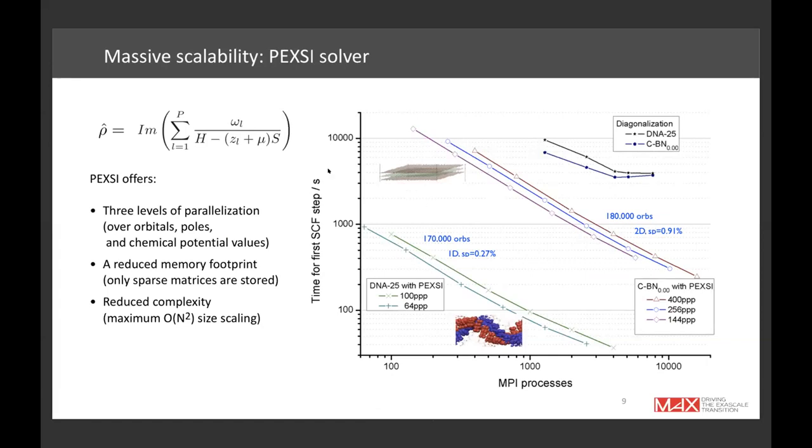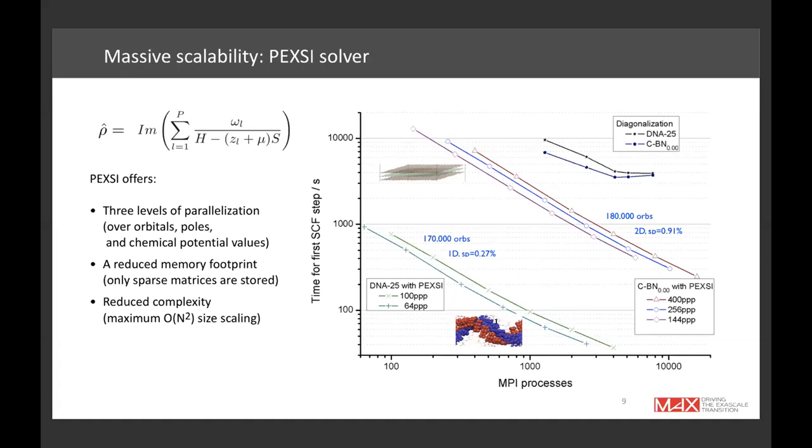Recall that the PEXI solver was based on a pole expansion. It has 3 levels of parallelization. The typical one in Siesta, which is over orbitals, the parallelization over poles, which is nearly trivial, and there is also a more technical one, that is parallelization over trial values for the chemical potential that you are trying to solve for as part of the solution of the problem. It also has a reduced memory footprint because it only deals with the sparse matrices. And it has reduced complexity, at most n squared, as I said before.